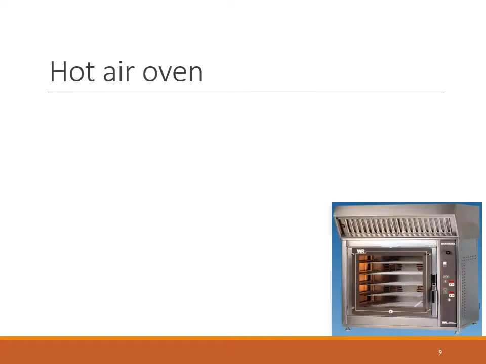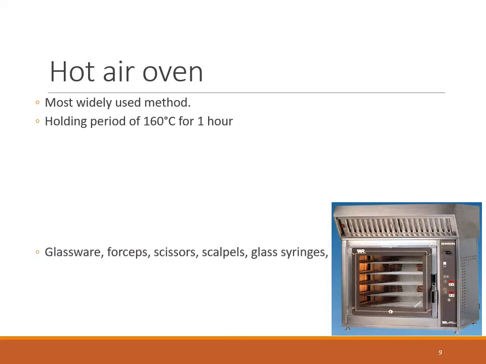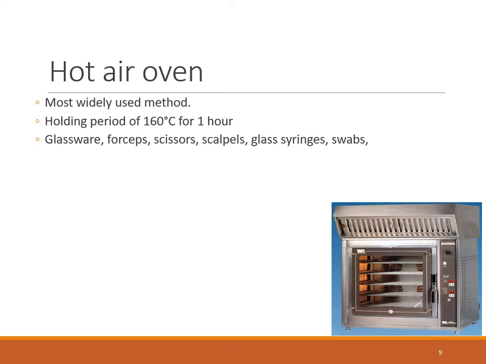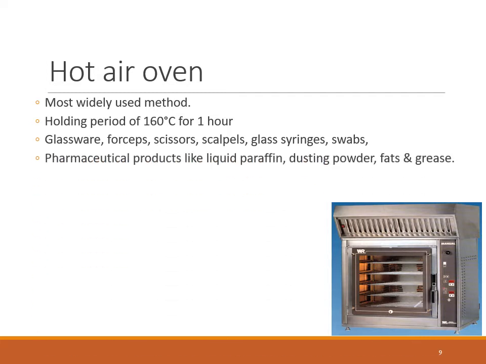And then third is the hot air oven. The hot air oven is the most widely used method. The holding period of the hot air oven is 160 degrees Celsius for 1 hour. We can use this hot air oven for glassware, forceps, scissors, scalpels, glass syringes and swab sterilization. We can also use it for sterilization of pharmaceutical products like liquid paraffin, dusting powder and fats and grease.